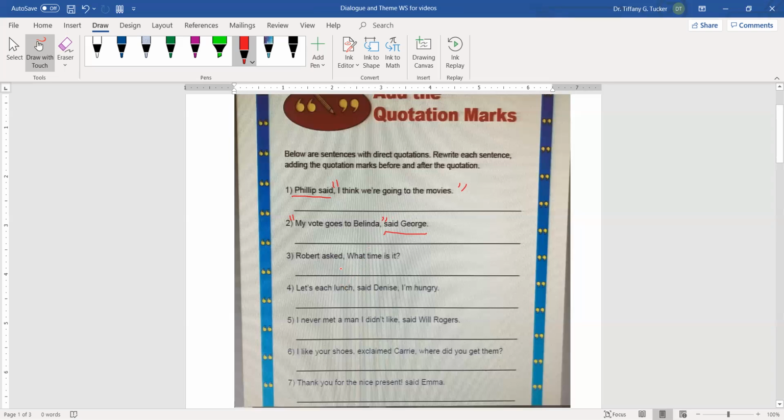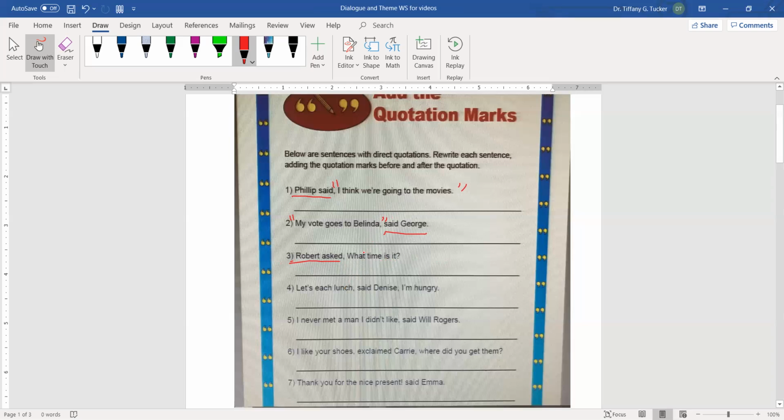All right, let's go through one more example. Robert asked, What time is it? So I find that speech tag first. Who is it that's talking in the sentence? Well, I see Robert asked. So this is going to be my speech tag. Well, what did Robert ask? What did he say? He said, What time is it?